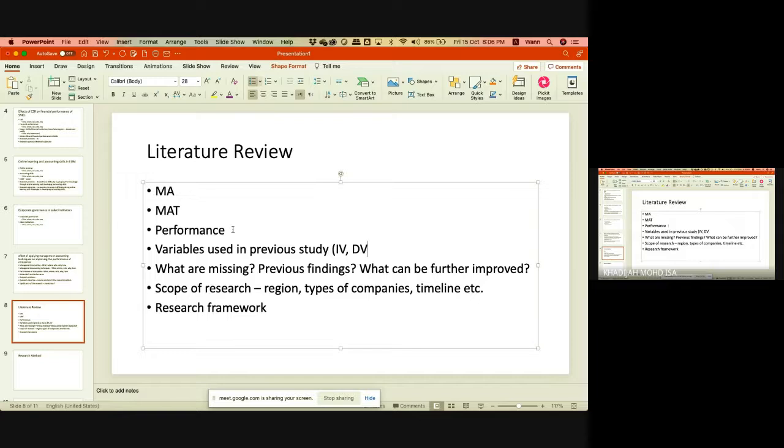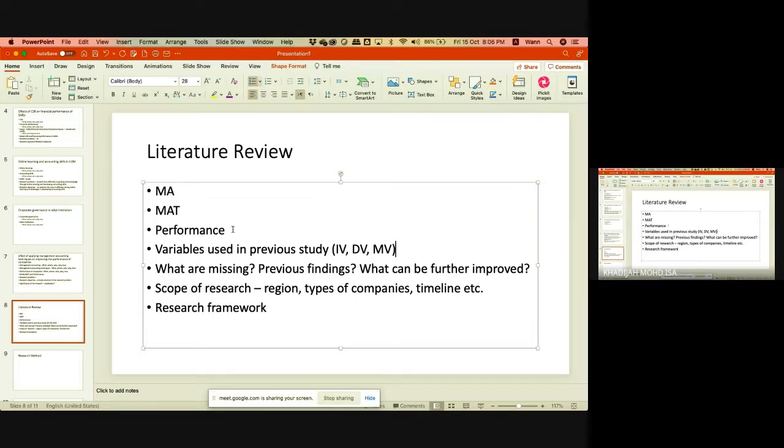Later, you will see that you can also have your moderating variable. But for a master paper, I suggest that you only concentrate on your independent and dependent variable. You can have your moderating variable, but not necessarily, right? So again, for a master level, you should be able to show that you know how to conduct a research.